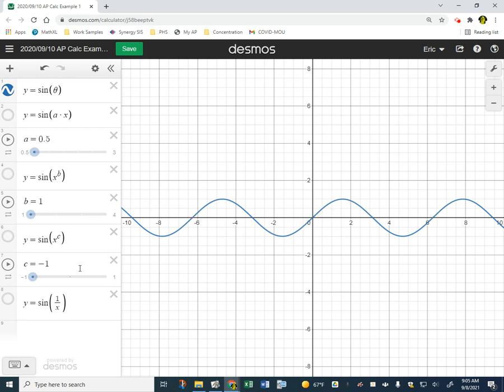Let's try the function y equals x to the b, where we're going to put a power in there. We're going to take x to a power. Well, right now, b is equal to 1. X to the 1 is the same as x, and so it looks exactly like y equals sine. Maybe that theta is confusing. How about if I just make it an x? Okay.